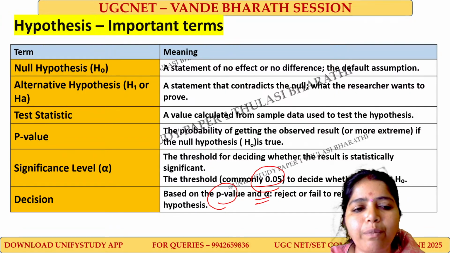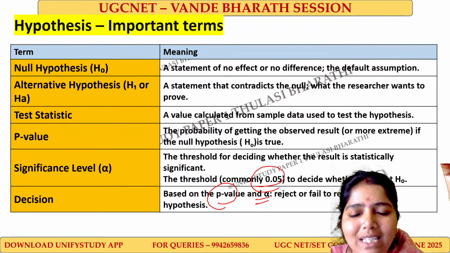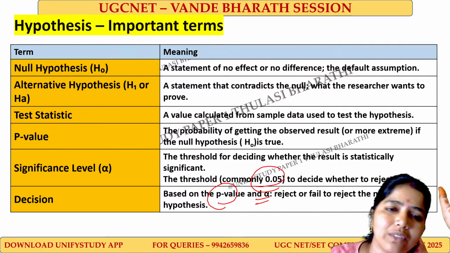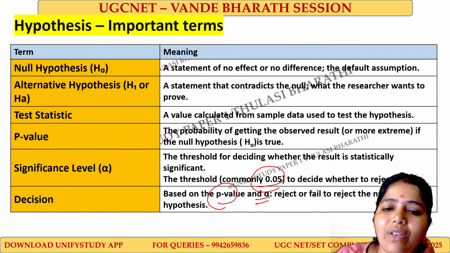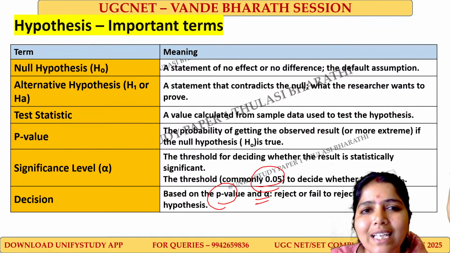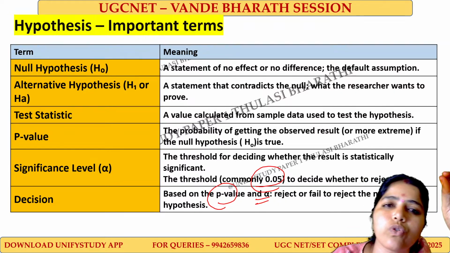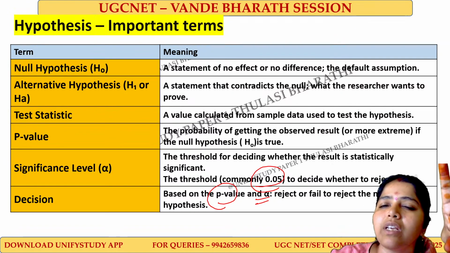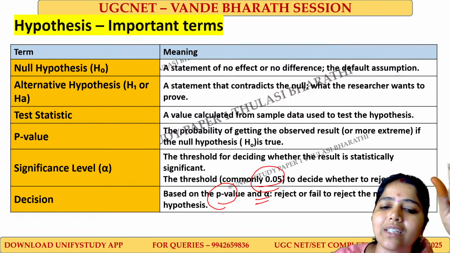So the alternative hypothesis is what we wish to prove, and the test statistic is the value estimated from the sample data which we have collected to do our test. The p-value is nothing but the probability value, and the significance value alpha is the threshold level which says whether to accept the null hypothesis or to reject it.